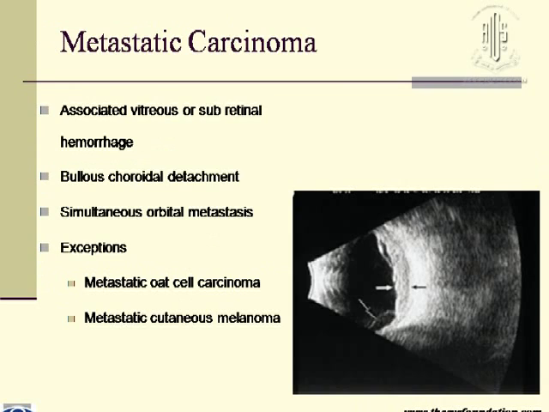It can be associated with vitreous or subretinal hemorrhage. There can be associated choroidal detachment apart from the retinal detachment, and ultrasound will also help us to know whether there is involvement of the orbit as well. As I said earlier, exceptions are the rule here also. Any secondaries in the eye from a primary melanoma elsewhere will show all the features of melanoma, and similarly metastatic oat cell carcinoma always causes a lower reflectivity.